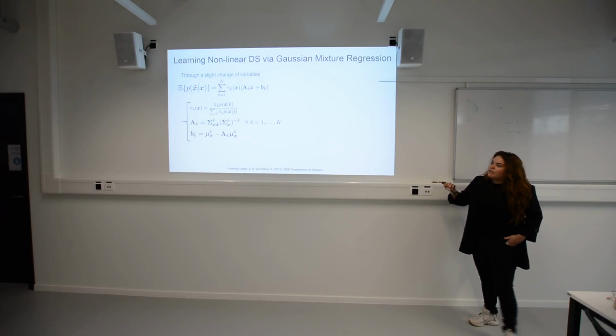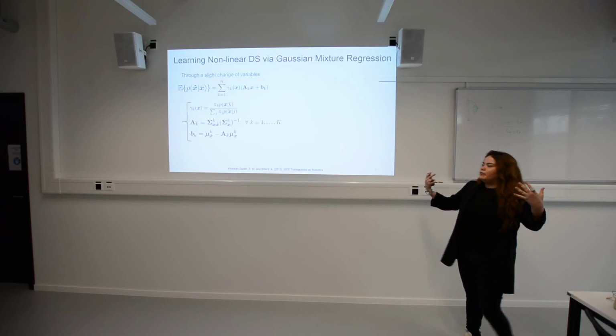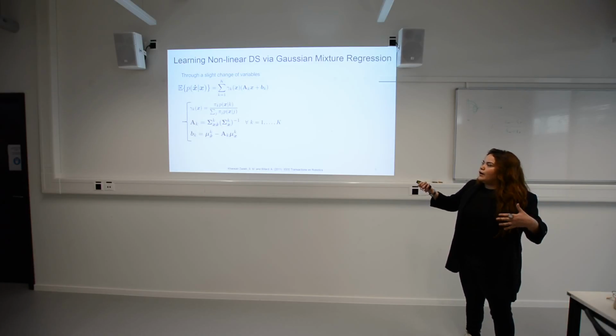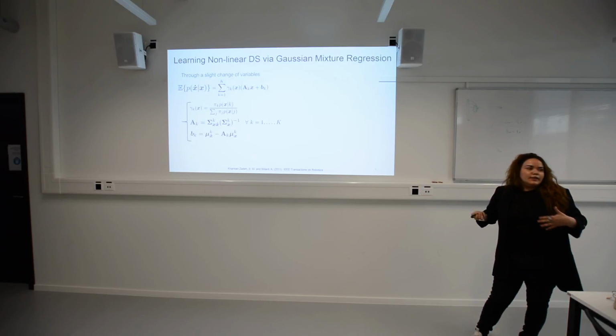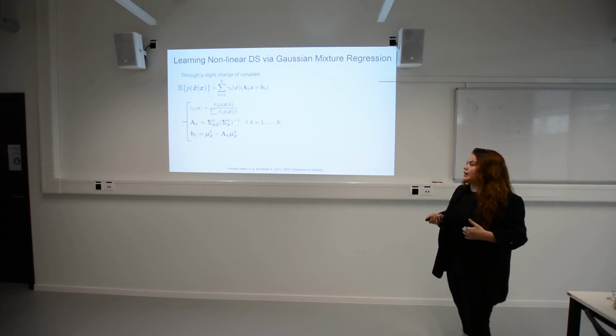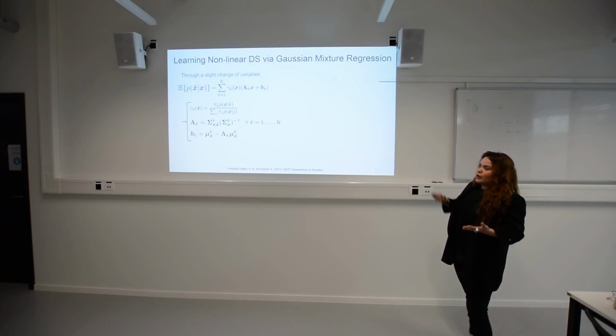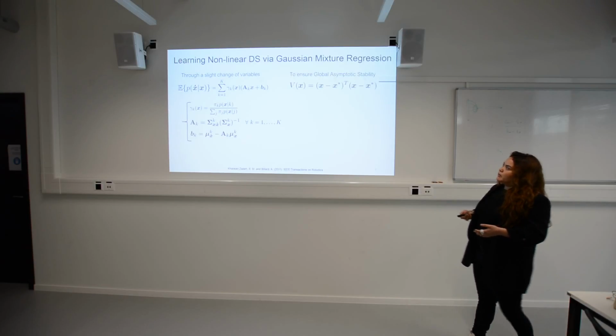All right. So given this, we can link the conditional of our joint density of the mixture model to the parameters of the mixture of linear dynamical systems. So how can we ensure now that these parameters are stable?